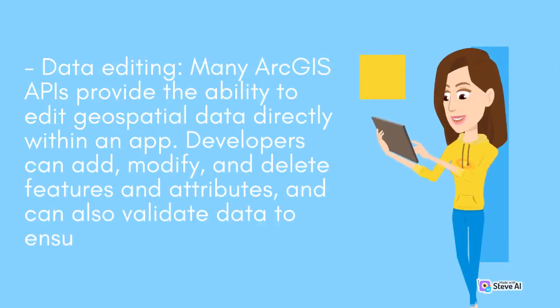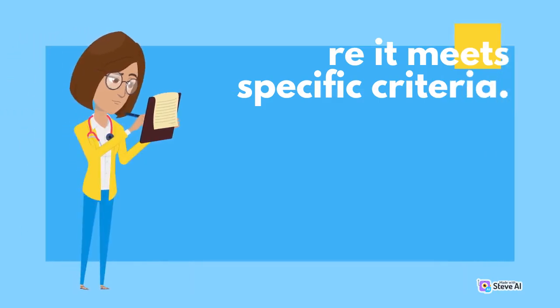Data editing. Many ArcGIS APIs provide the ability to edit geospatial data directly within an app. Developers can add, modify, and delete features and attributes, and can also validate data to ensure it meets specific criteria.